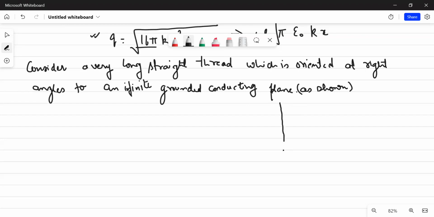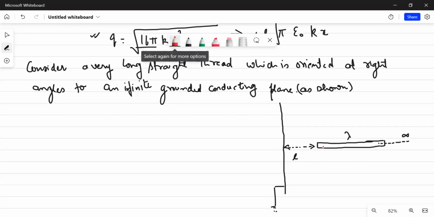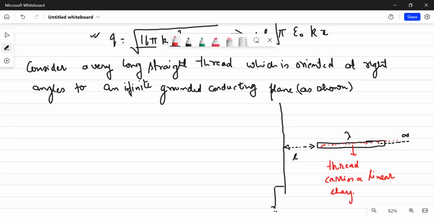So what is shown is that there is an infinite grounded conducting plane here, and perpendicular to this plane there is a very long thread. One end of it is at a distance L, and this particular thread carries a linear charge density lambda. The nearer end is at a distance L from the infinite grounded conducting plane. So this nearer end is at a distance L.